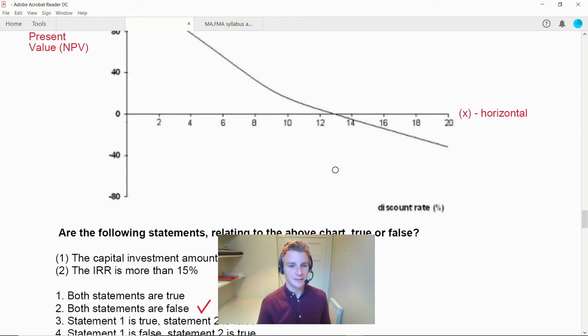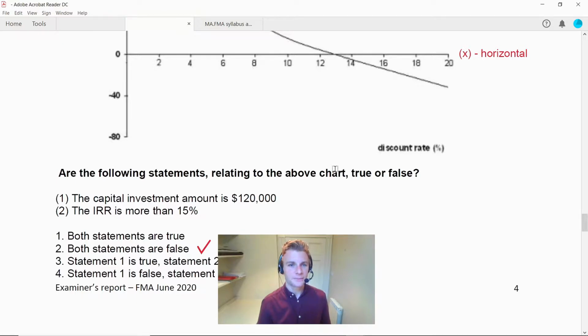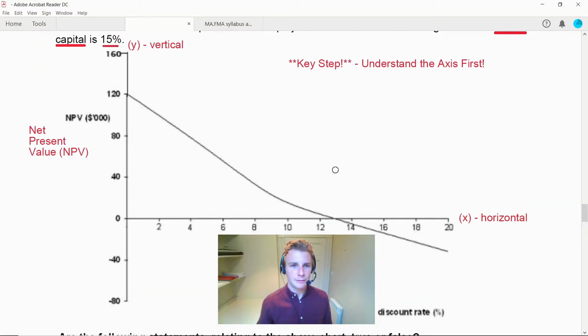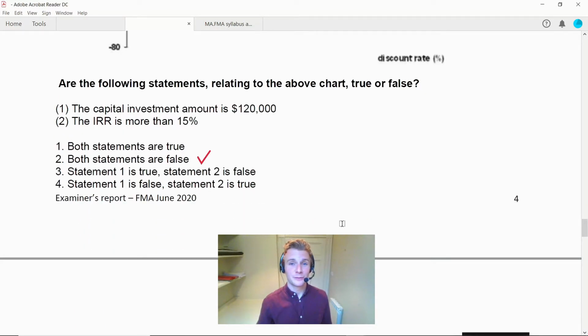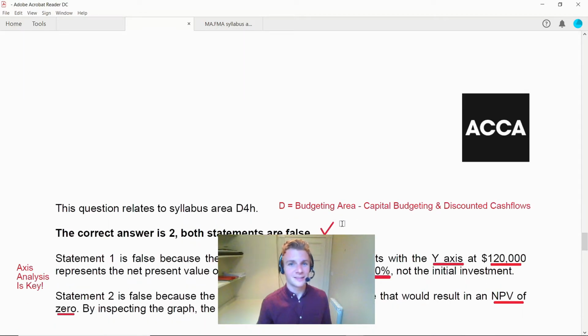Okay, so let's have a look at the statements they've got here. Are the following statements relating to the chart above true or false? The capital investment amount is $120,000. And the IRR is more than 15%. Well, straight away I'm thinking the first one's definitely wrong, but let's just remember the graph, where it crossed at 13. And both of them are false, by the way. Straight away, it just doesn't sound right at all.